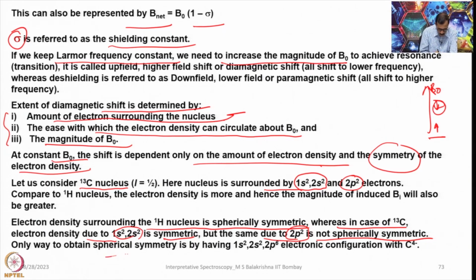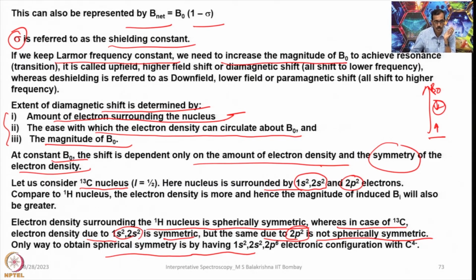The only way to obtain spherical symmetry is by having 1s2, 2s2 and 2p6, so that the electron density is equal in all 3 axes. If you imagine px, py, pz are orthogonal to each other, if all of them are completely filled, then you can have equal electron density in all directions, x, y and z. As a result, there will be spherical symmetry. That means we are talking about a C4 minus ion. If not, with the electronic configuration of 1s2, 2s2, 2p2, it is not spherically symmetric, and it is very different from that of 1H.